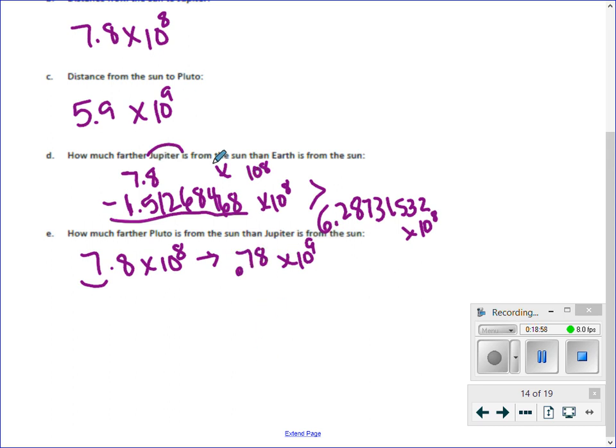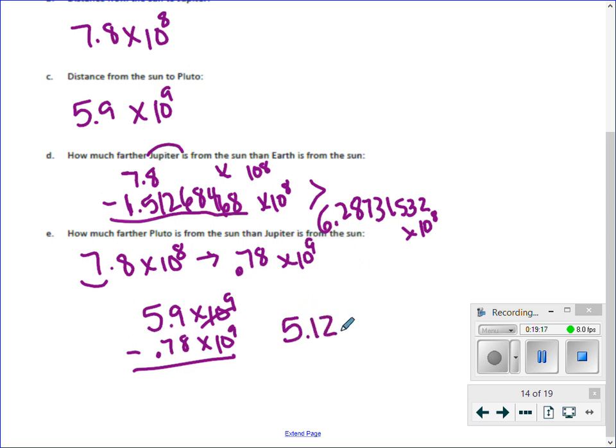Now that they're both 10 to the 9, I could subtract them. So we have 5.9 times 10 to the 9 minus 0.78 times 10 to the 9. So 5.9 minus 0.78 is 5.12 times 10 to the 9. That's the difference. Difference is subtraction.